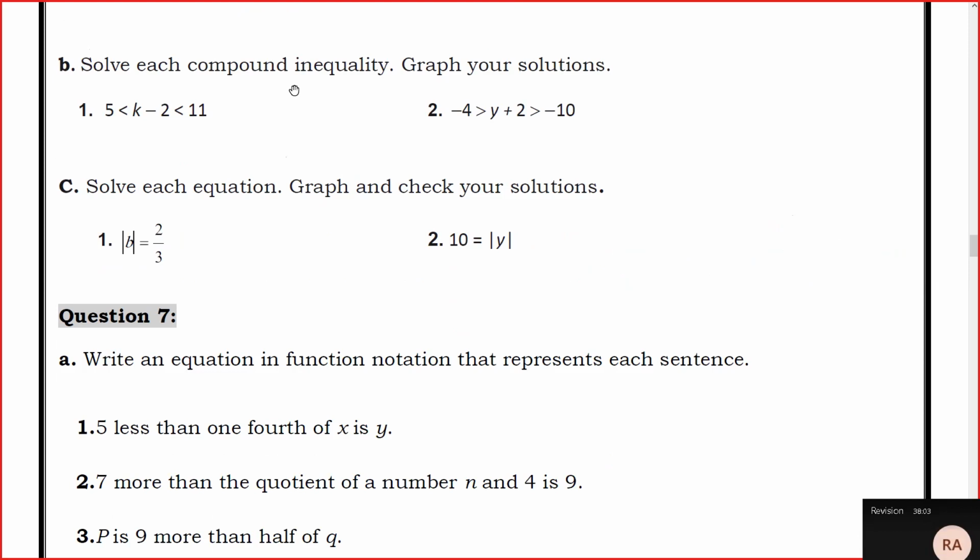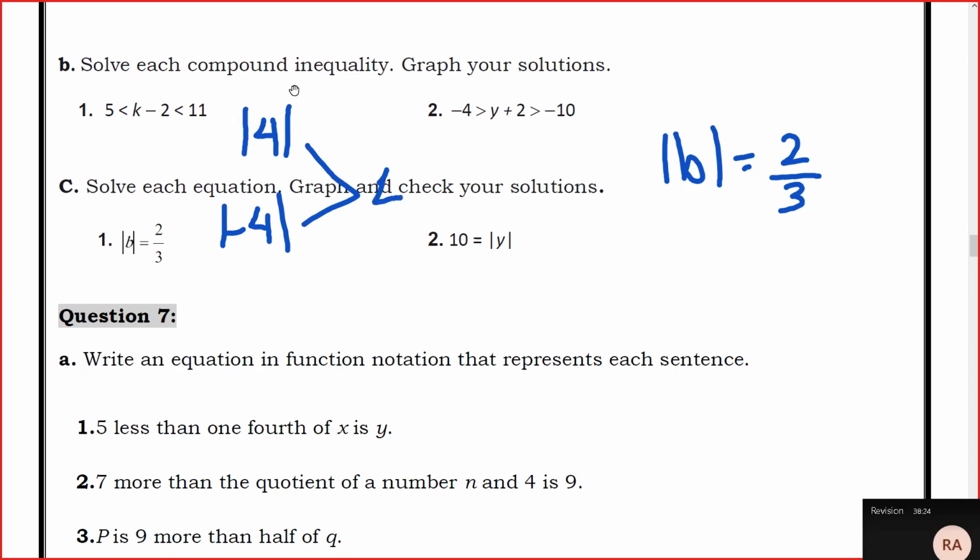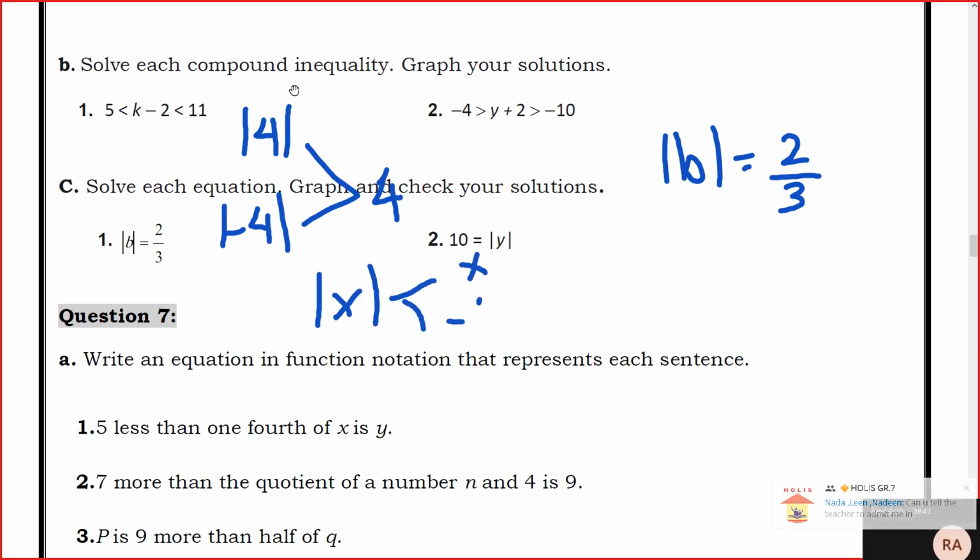The absolute value of B is equal to 2 over 3. Now, what's the meaning of the absolute value? As you remember, the absolute value of a positive or a negative number will be positive. The absolute value of 4 is 4, and the absolute value of negative 4 is also 4. So if I say the absolute value of x, it could be x and it could be negative x.